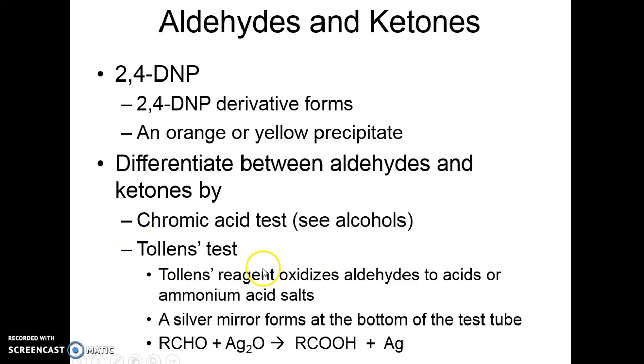The Tollens test is specific to aldehydes, and it uses silver oxide to oxidize the aldehyde to a carboxylic acid, and as a result the silver is reduced to silver metal, and you see a little silver mirror form very slowly at the bottom of the test tube. It takes quite a while for this to form, but it'll look just like a little mirror on the bottom of the test tube. And then that's positive for aldehydes. Ketones are not positive in the Tollens test.